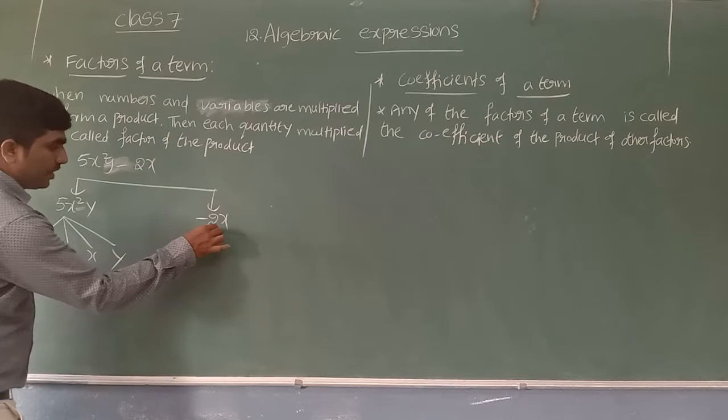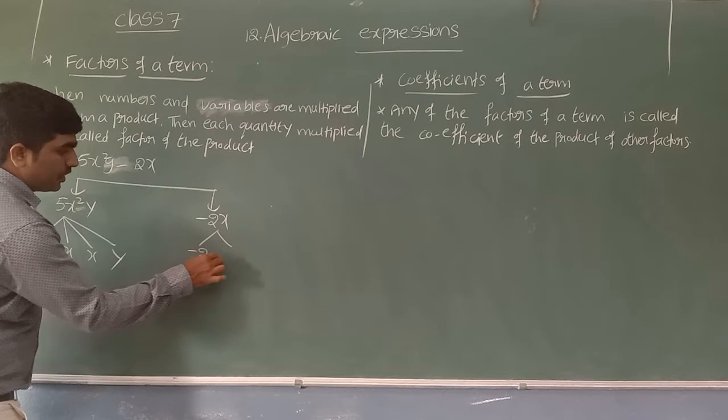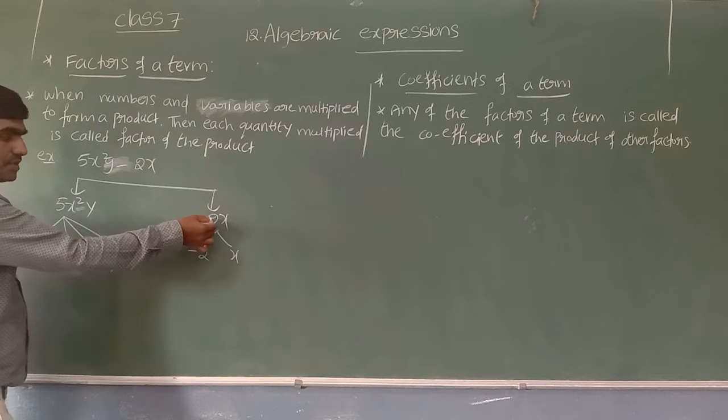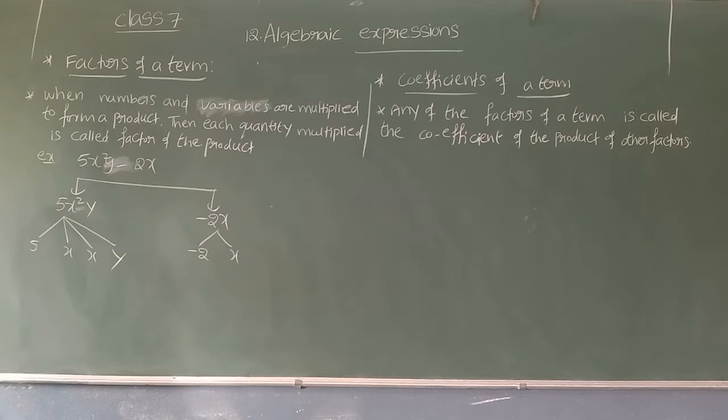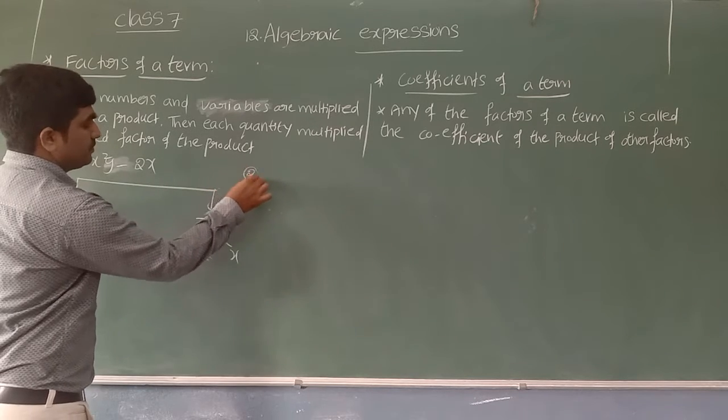Even here also we can write minus 2 into x. If it is a constant, write it as it is. Minus 2 into x. That is the way we can write the factors. Hope it is clear. Let me take one more example here.